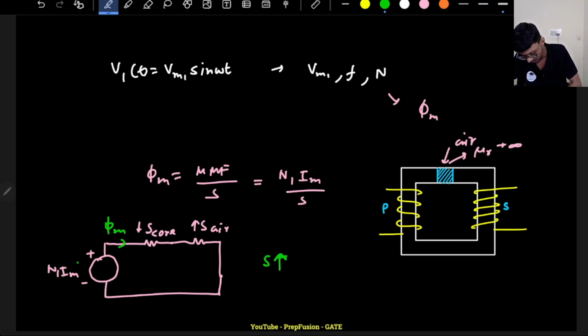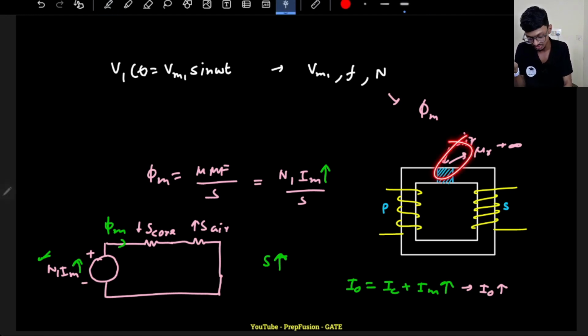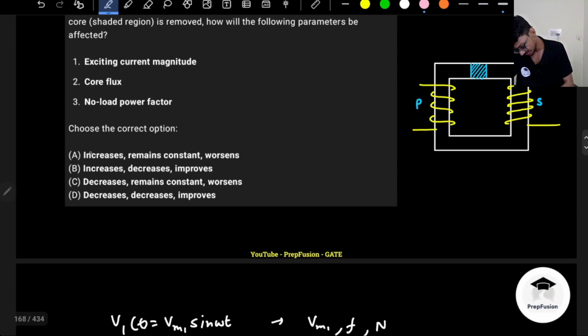That means I have to increase my mmf, but my N1 is fixed, so I have to increase my Im. So if Im increases, what is I0 equal to? Exciting current I0 is equal to Ic plus Im. So if Im increases, of course I0 will increase, the no load exciting current will increase. So for generating the same amount of flux, I have to apply more current. It makes sense, right? Because the reluctance has increased, because I am inserting air. It is not an iron material. Iron is a very good magnetic material, but I am inserting air. If I am inserting air, I have to work harder to flow the same amount of flux, because air has low permeability. So the exciting current will increase.